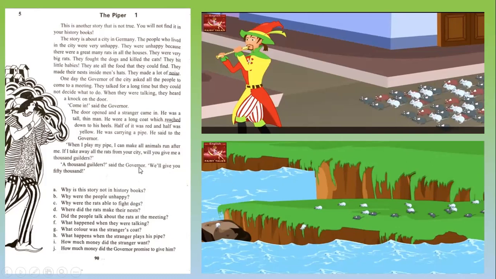1,000 guilders, said the governor. We will give you 50,000. End of part 1.